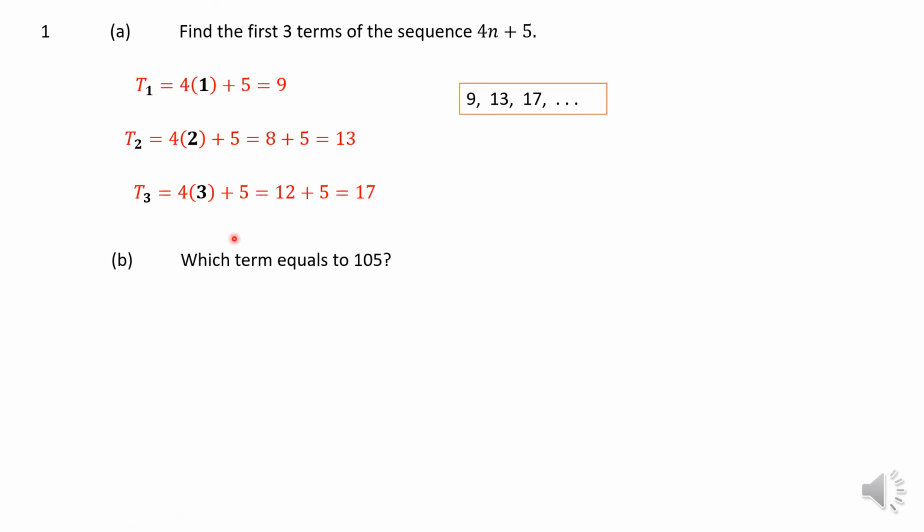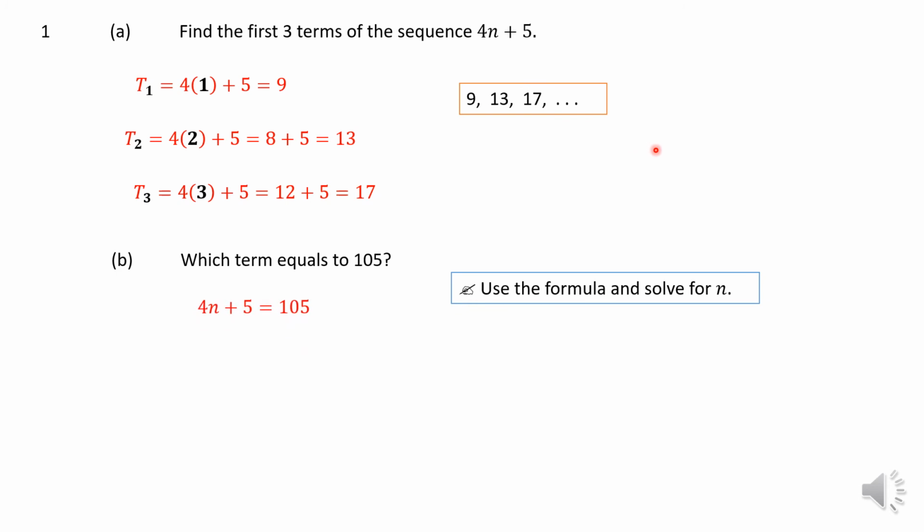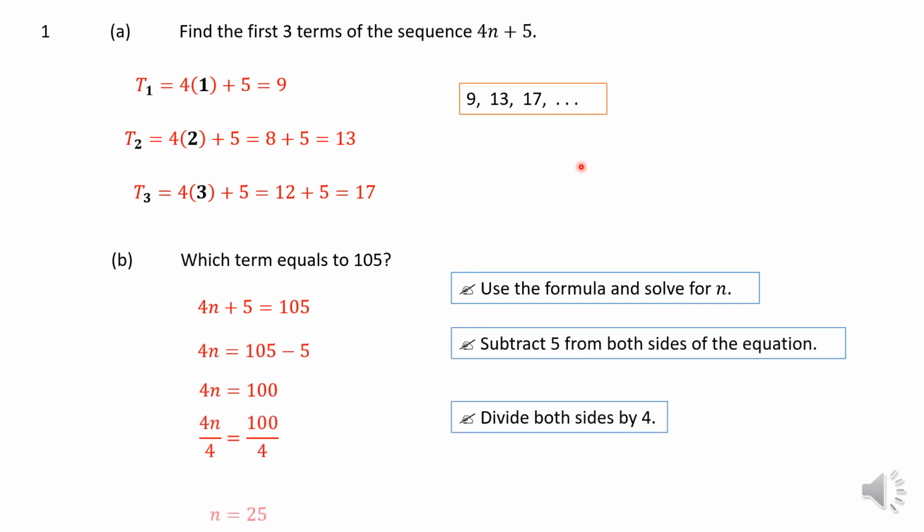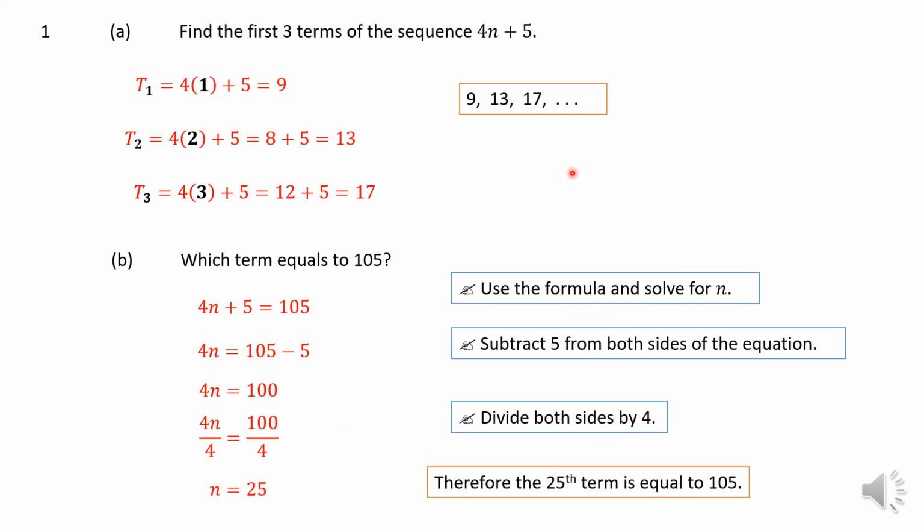Right, so now they're asking you which term is equal to 105. So when you continue this pattern, what term, what position will be 105? So use the formula. The formula 4n plus 5, you let it equal to 105 and you solve, because you want to find n, which term is equal to 105. You subtract 5 from both sides, you divide by 4, and you get n equals 25. So therefore the 25th term is equal to 105. That is how this particular question is supposed to be solved.